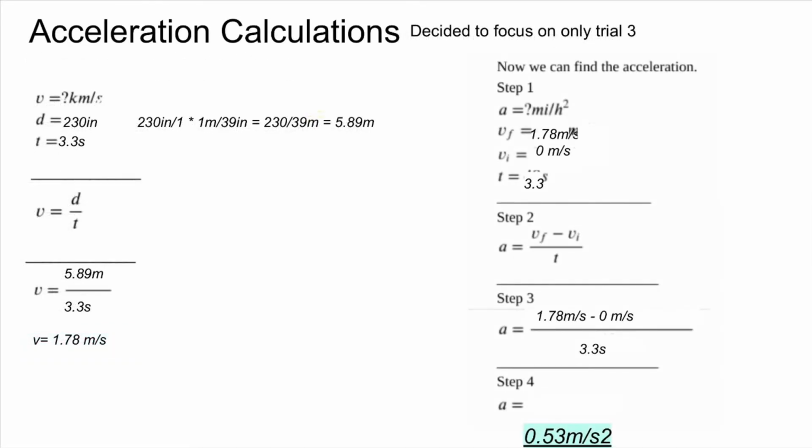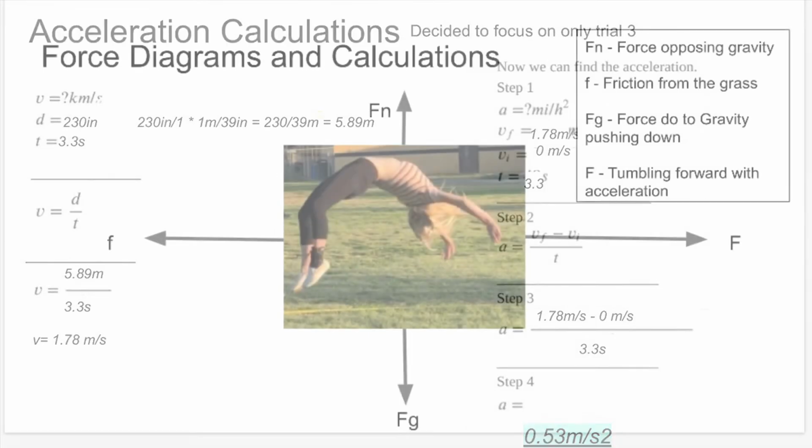Next up, I did my acceleration calculations. On the left-hand side, you see the speed calculations from the last slide. On the right are the acceleration calculations. I used the equation A equals VF minus VI divided by T. Plugging in the numbers, I got 0.53 meters per second squared as my acceleration.